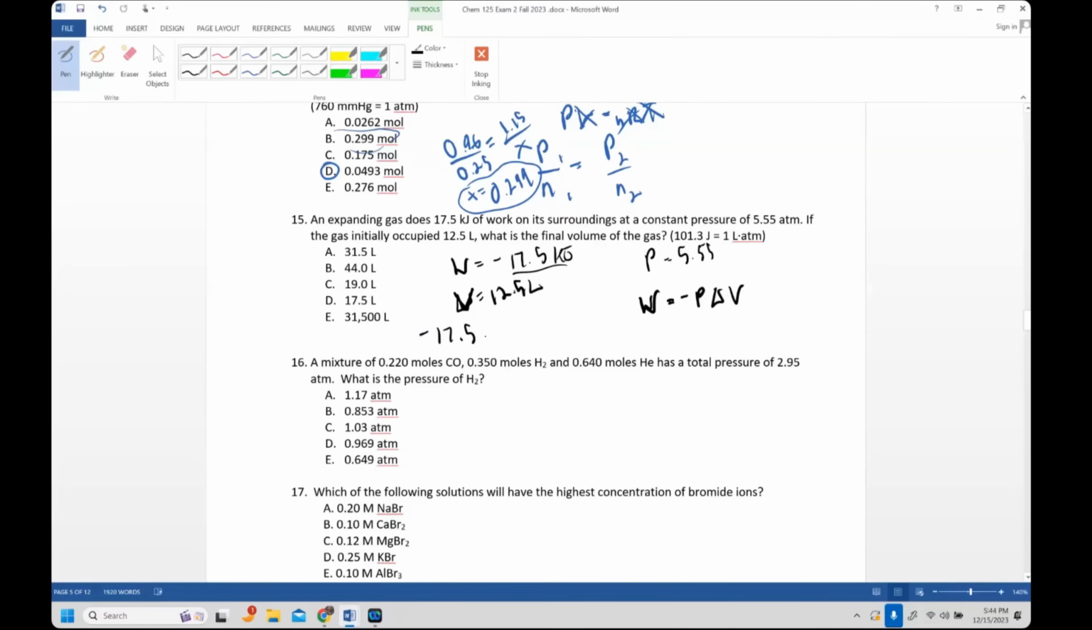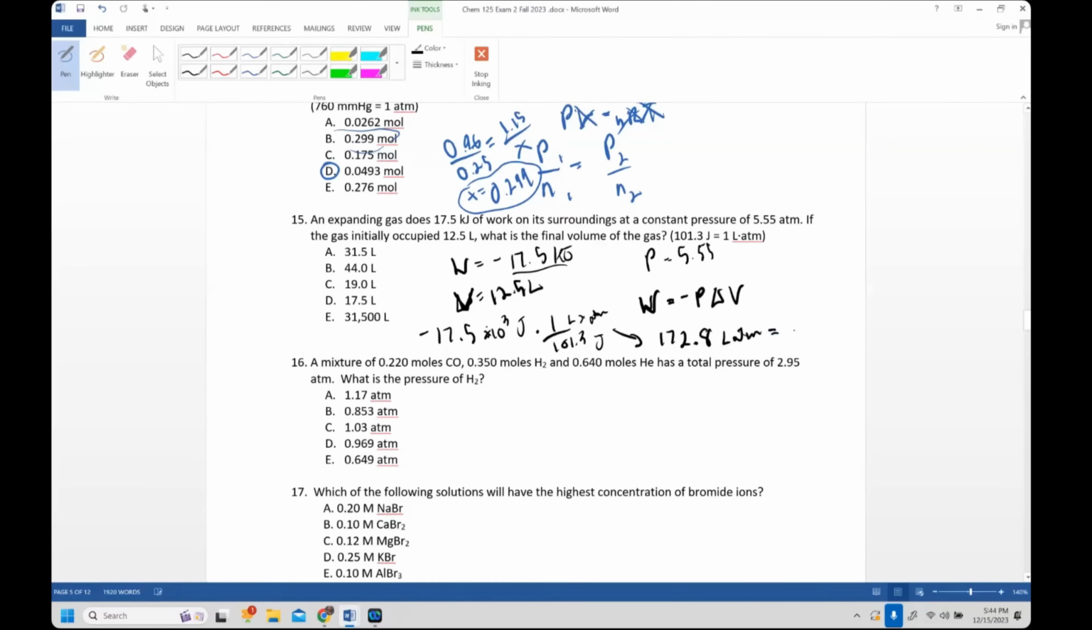So if we take that times 10 to the third joules times 1 divided by 101.3 joules per liter atm, we can come up with our conversion. So 17,500 divided by 101.3 is 172.8 liter atm. So this 172.8 liter atm is simply converting the 17.5 kilojoules to liter atm.